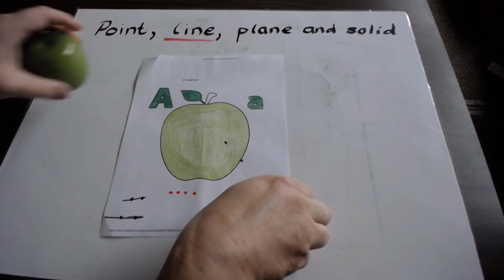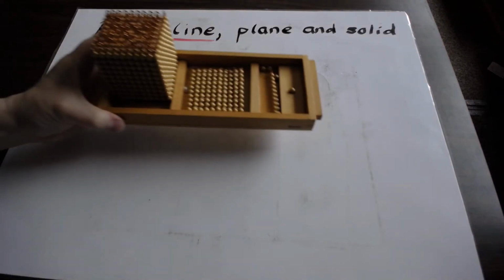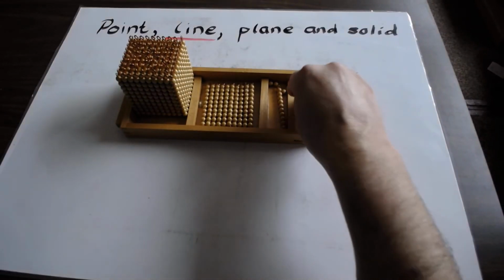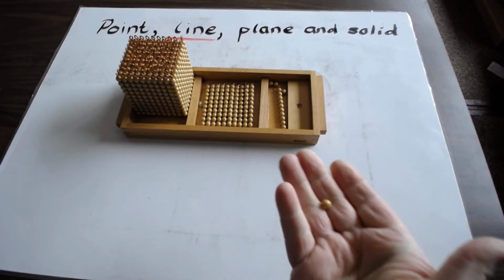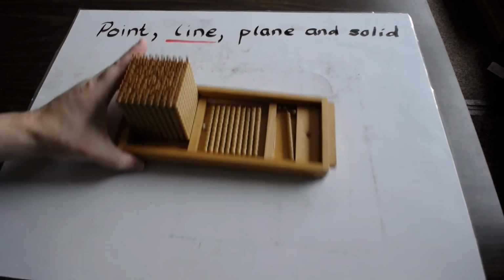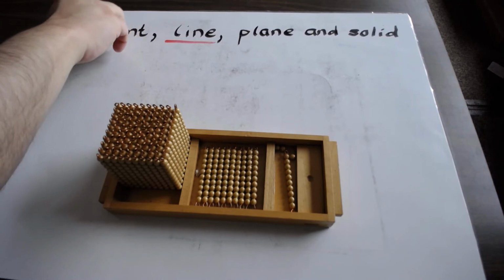It may be easier for us to see point, line, plane, and solid if we look to a work we've already done. Let's look at our golden bead presentation tray. We remember this from class. A point is like one single golden bead. Just one point. And since it's a circle, it's going to roll around.